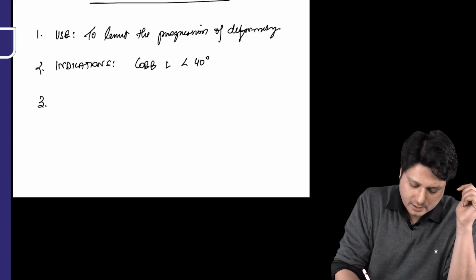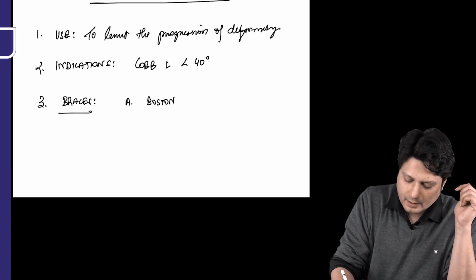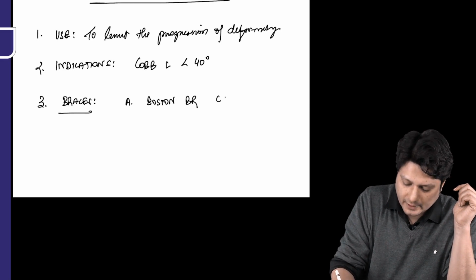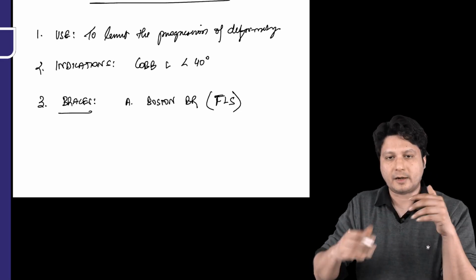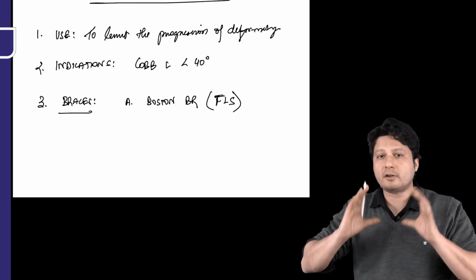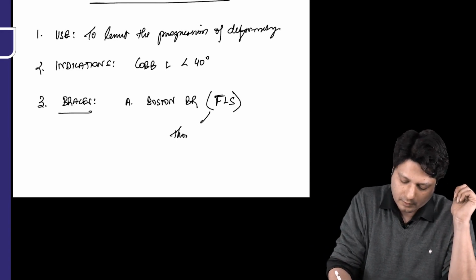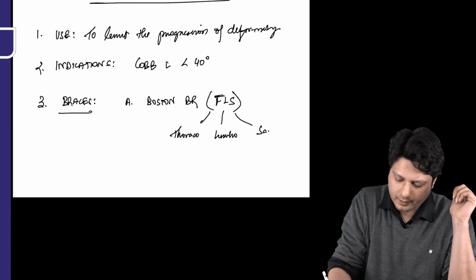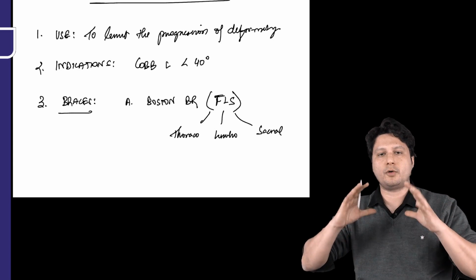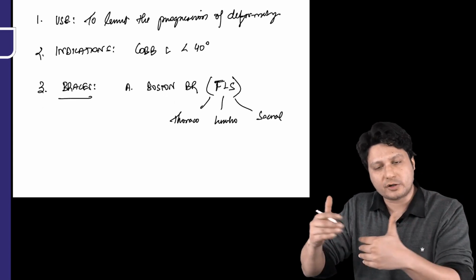So let's talk about the names of these braces. The first one is Boston brace. This Boston brace is also known as TLS brace. All right, TLS brace. That means thoracolumbo-sacral brace, where there is no immobilization of the cervical column. All right, Boston brace. Now, what is the indication of this Boston brace?